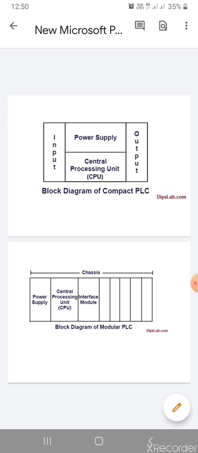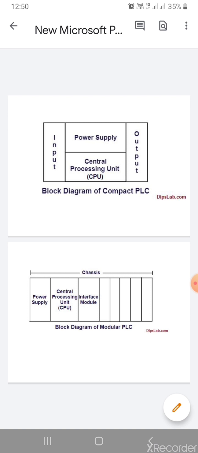Now we will see the modular PLC. You can see from this block diagram of the modular PLC that it consists of a power supply, CPU, input output modules, and an interface module. In the modular PLC, one rack will consist of 11 slots. Now you will ask, what about these 11 slots?